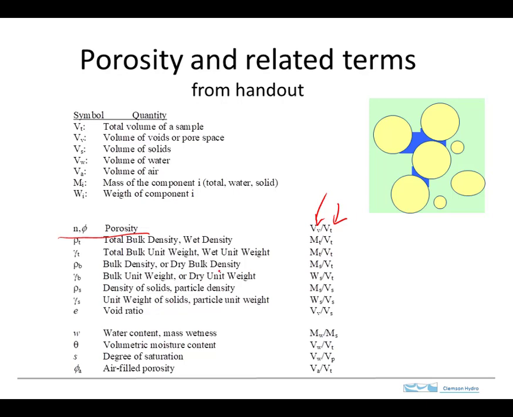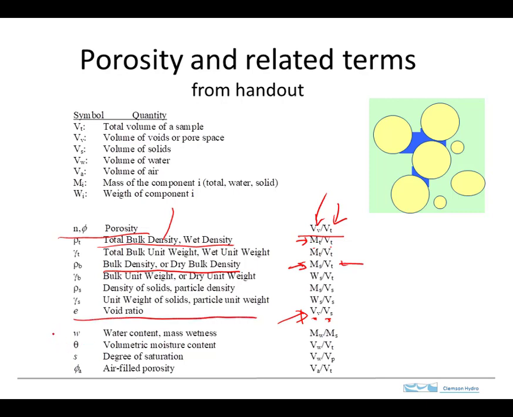We can have a variety of other things where we include the mass, the ratio of the total mass to the total volume, would be the total bulk density or the wet density. We might have just the mass of the solids to the total volume. That's the bulk density or the dry bulk density. And let's see, here's another volume ratio. The porosity is the volume of the voids to the total volume. If we take the ratio of the volume of voids to the volume of the solids, that's the void ratio.